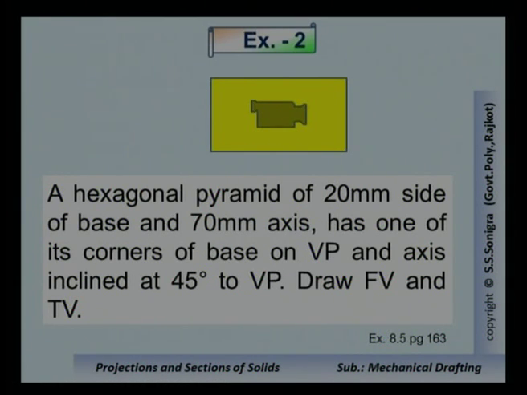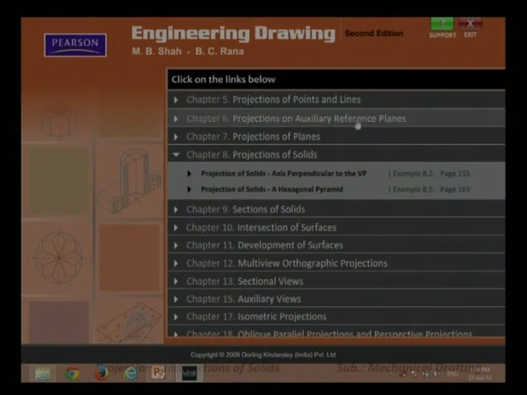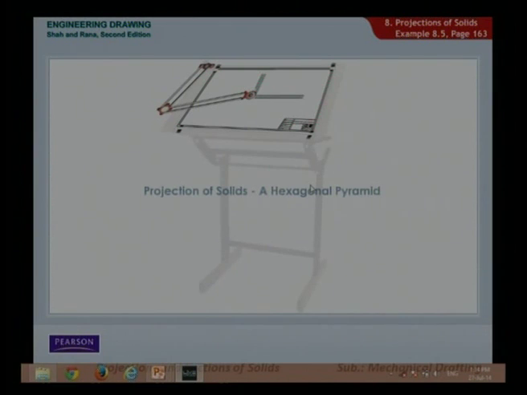So here in this problem, a hexagonal pyramid is given to us, and its one corner is on the vertical plane and the axis is 45 degree to VP. So first we assume that the axis is perpendicular to VP, and first we draw its front view and top view, and after that we will draw its second step. So let me show one video clip for the solution of this problem.